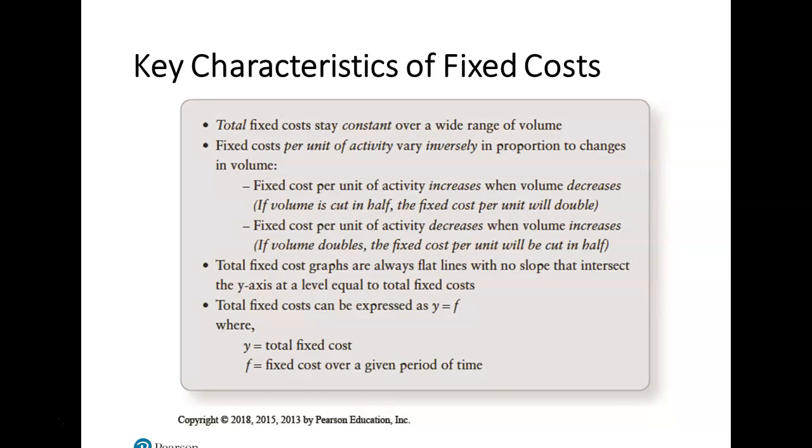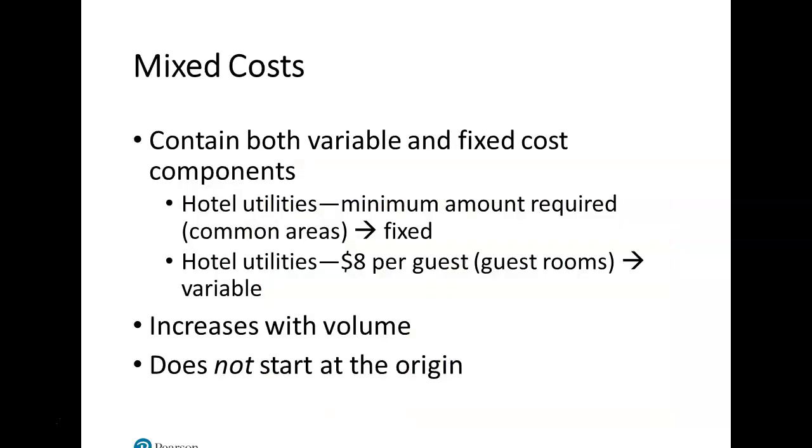Fixed costs are going to stay the same, but fixed cost per unit is going to change, because depending on the volume that you produce, it may go down as you produce more. It may go up as you produce less. As I said, it's inversely related. So mixed costs, as we mentioned before, have a component of both fixed and variable.